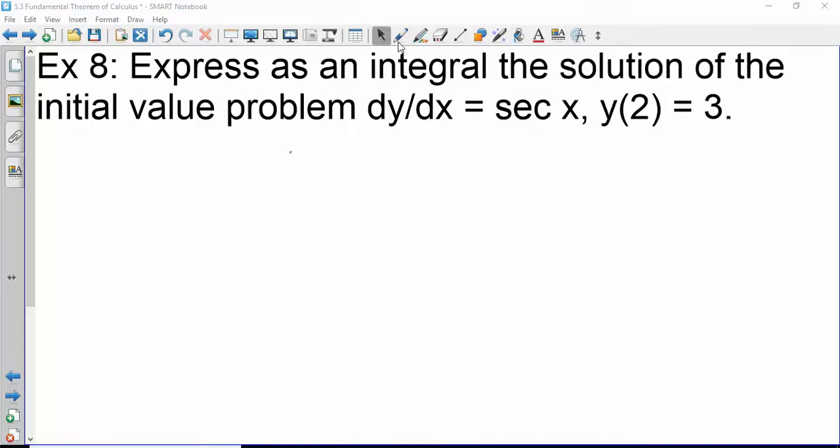Yeah. So this one is asking us to write as an integral the solution to the initial value problem, dy/dx equals secant of x, and y of 2 equals 3. Okay. So what does dy/dx tell me? The derivative. Okay, thank you. What's this thing? That when the original function equals, when x is 2, y equals 3.